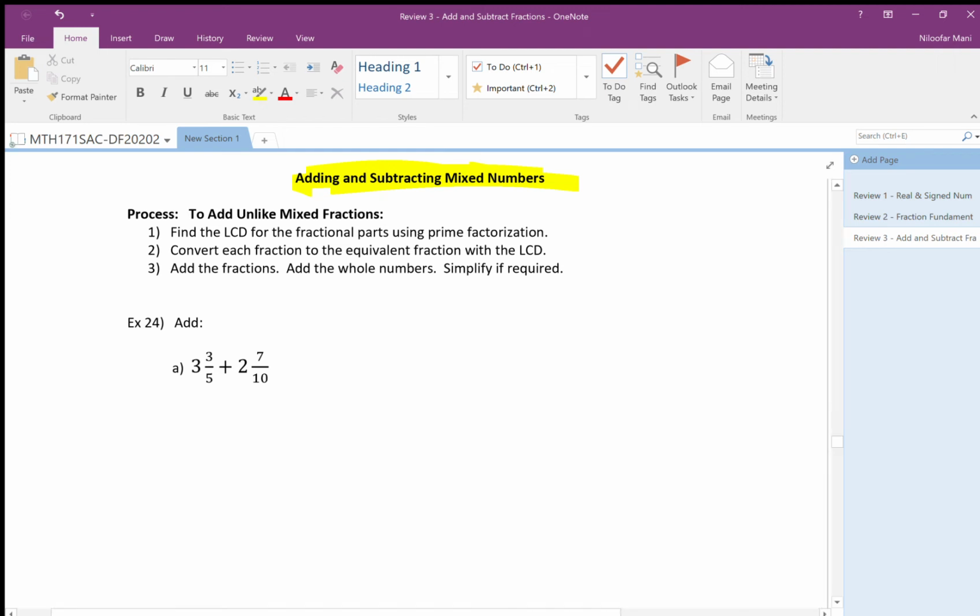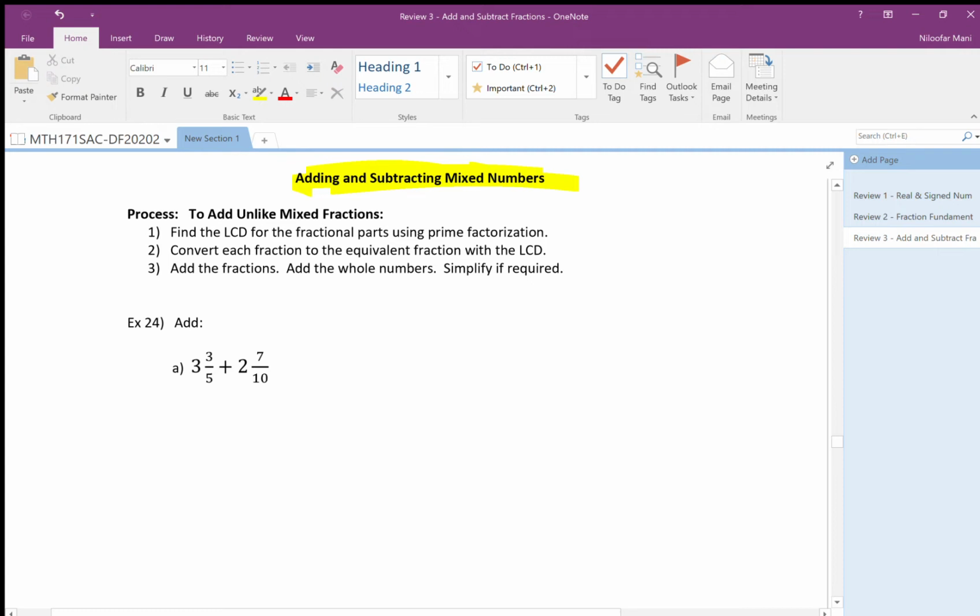Hi everyone, I continue on the lesson. It's review 3 and we are going to work on mixed fractions. For mixed fractions, we have a whole number and a proper fraction beside. So here we want to add the mixed fractions.